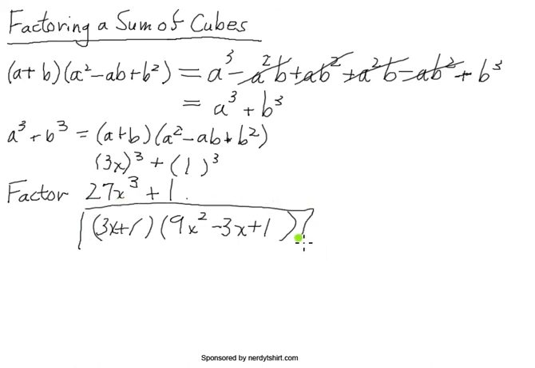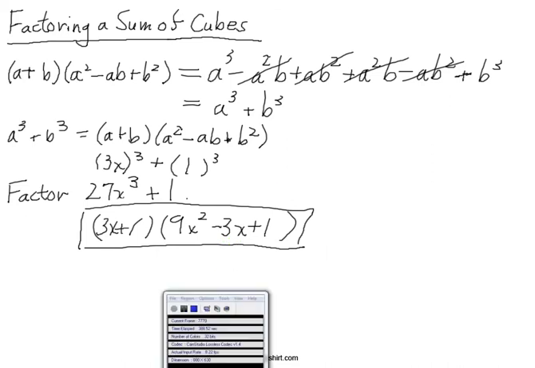So there it is. Our final answer here is just 3x plus 1 times 9x squared minus 3x plus 1. There's our sum of cubes factorization.